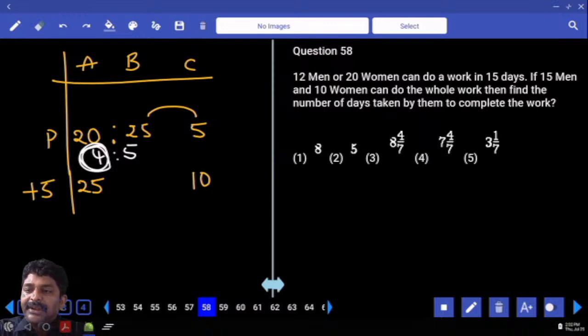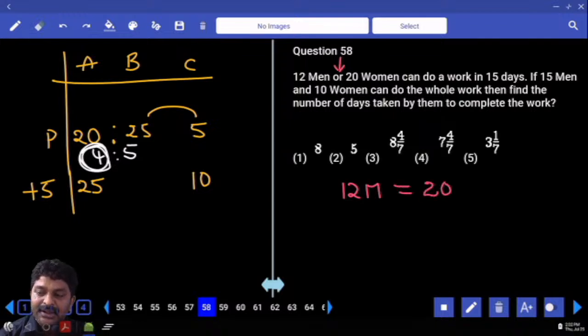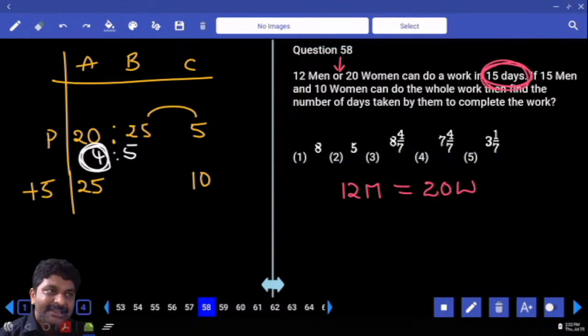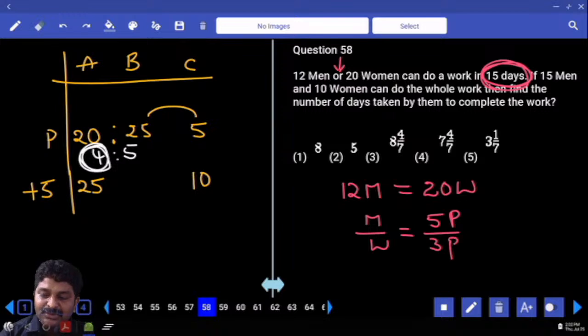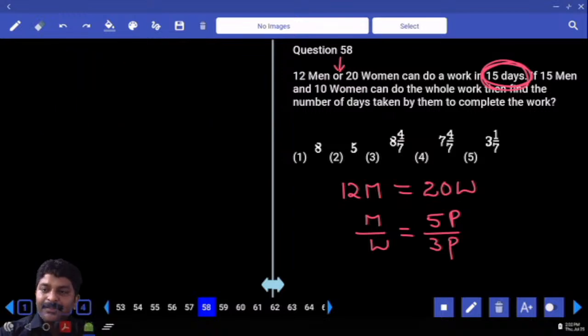12 men or 20 women can do a work in 15 days. When you have an 'or' condition, we can start with 12 men's efficiency equal to 20 women's efficiency, because they are taking 15 days in each case. From this, M by W is equal to 20 by 12. Cancelling with 4, 5 times and then 3 times. So each man does 5 parts, each woman does 3 parts.